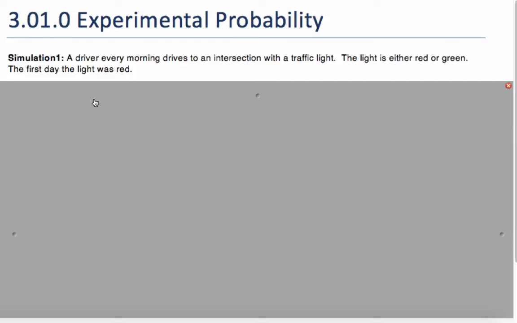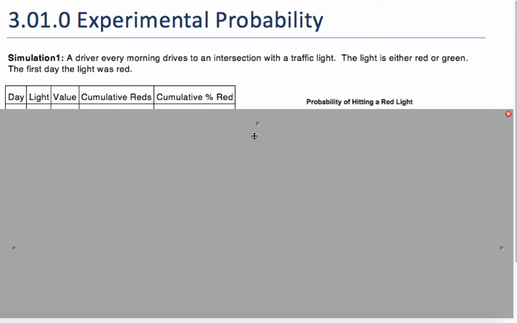All right, everyone. Today we're here to talk about experimental probability, and we're going to consider this simulation where a driver gets in his car every morning and drives to an intersection with a traffic light. At the light, we know the light is either red or it is green. We're going to ignore the yellow. So the light is either red or green. The first day, the light is red.